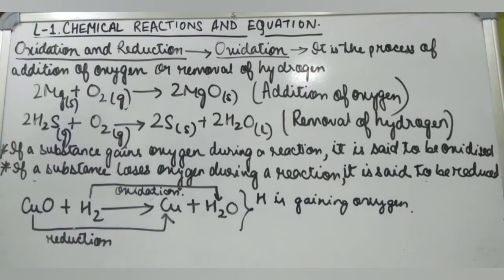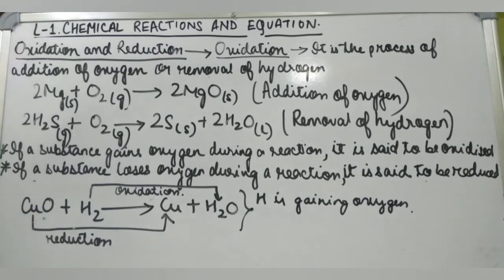Next, have a look: if a substance loses oxygen during a reaction, it is said to be reduced. So the substance here is CuO. So this substance is losing oxygen. In the product, do you see oxygen? No. Means that this is being reduced. Reduction has taken place. Okay.